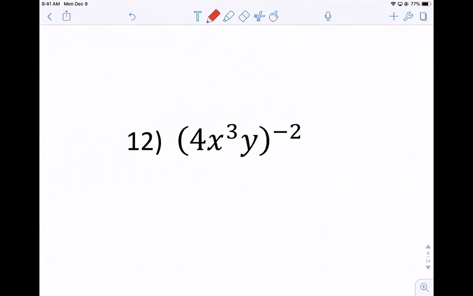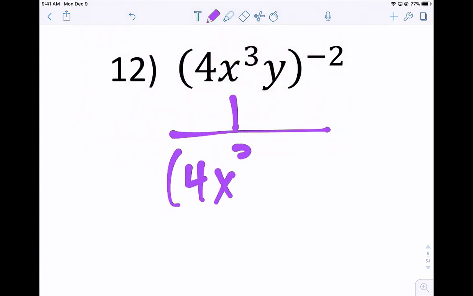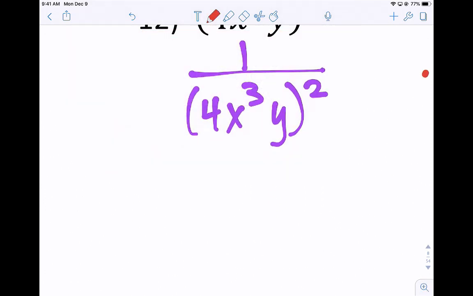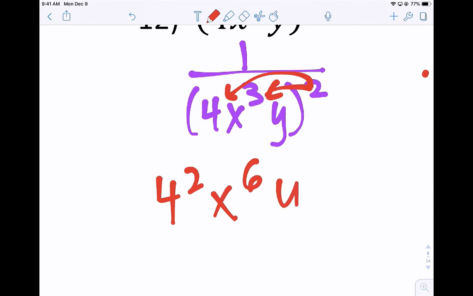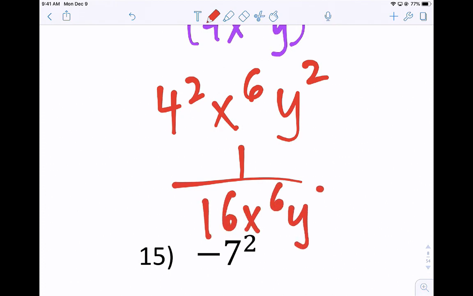Okay, let's look at the next one. Instead of having it to the negative 2 power, let's flip it, so it'd be 1 over 4x cubed y to the 2nd power. And then we'll distribute, so this is 4 squared, x to the 6th power, y to the 2nd power, and so that'd be 1 over 16 x to the 6th y squared.